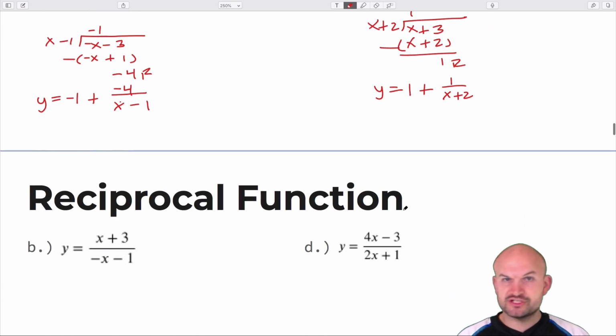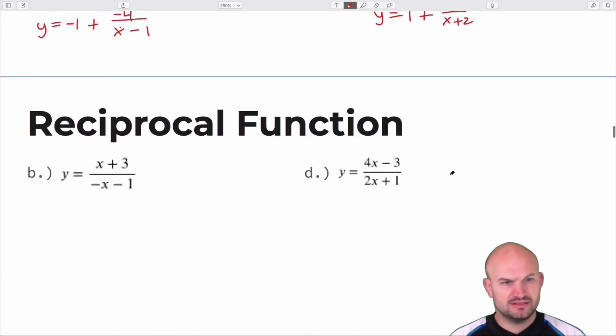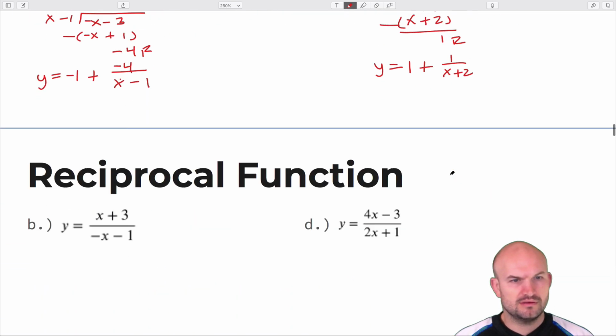Perfect. These are going pretty quick. I kind of like these. Is it the same? No, similar.